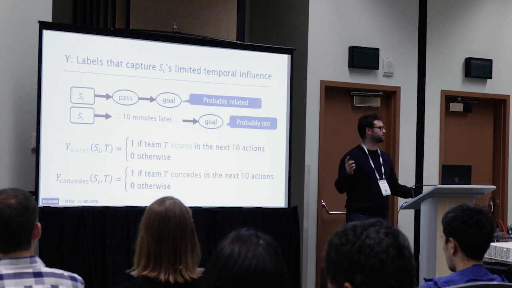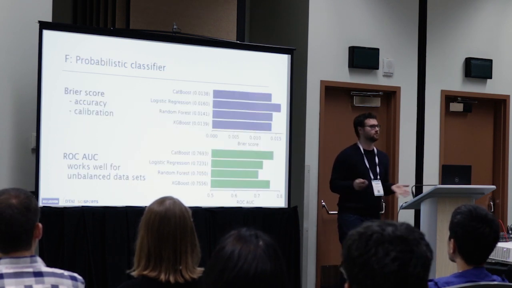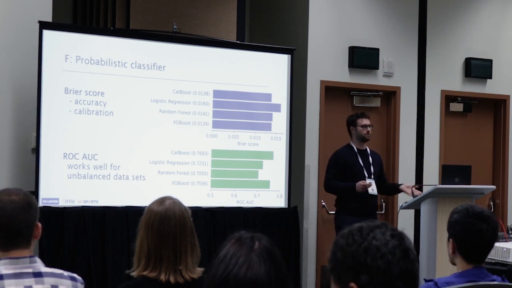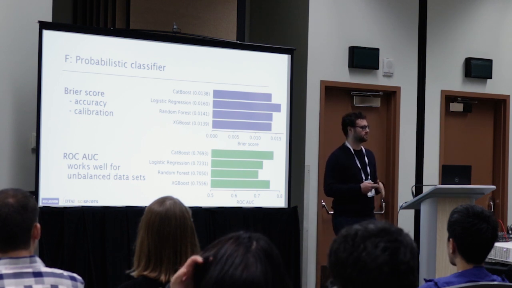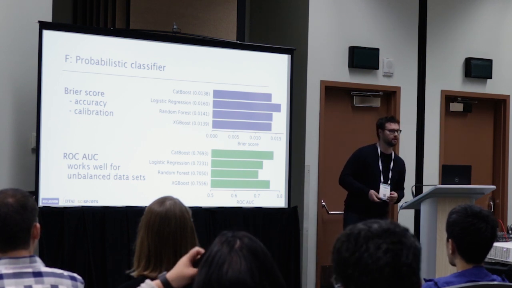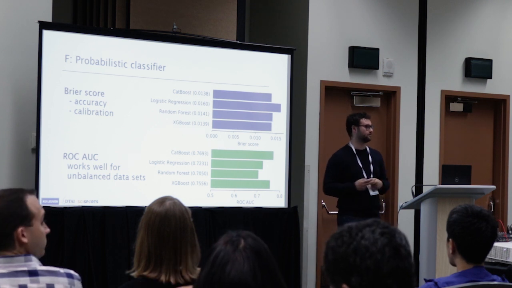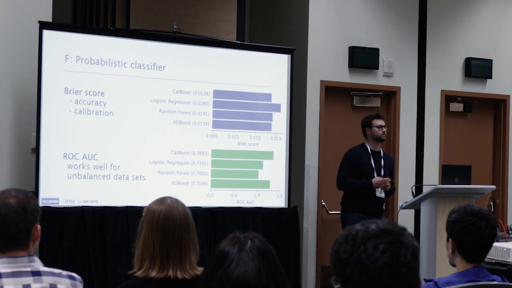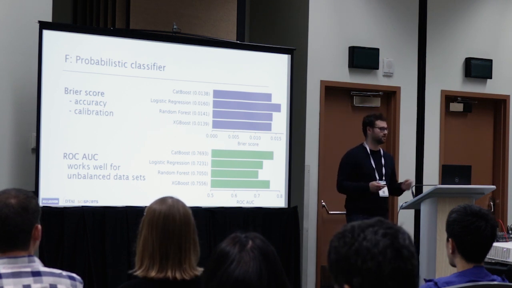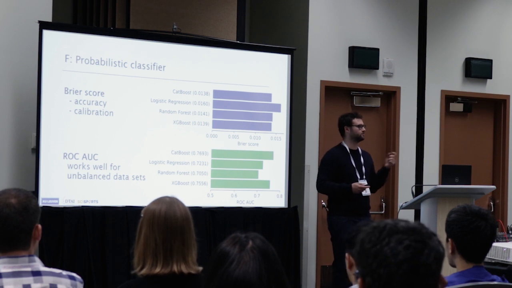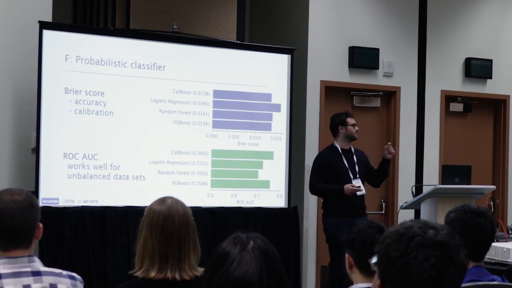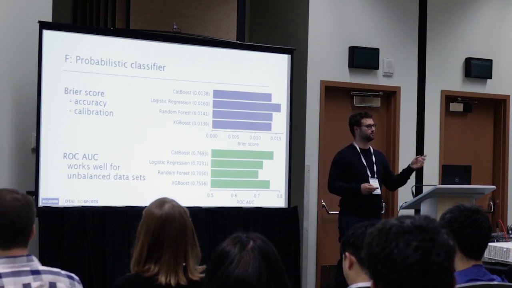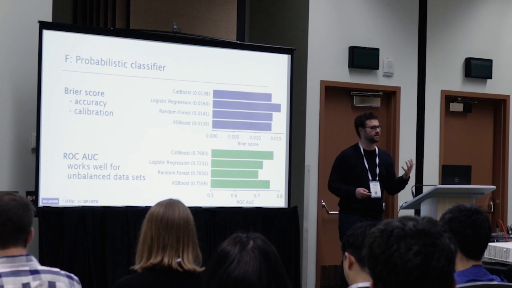So okay, now we have our features, we have our labels. All that's left to do is decide on which classifier to use. We just used a couple of popular classifiers for probabilistic predictions: CatBoost, XGBoost, logistic regression, and random forest. And we evaluated them on two different metrics: the Brier score and the area under the ROC curve. The Brier score is really important because it measures the accuracy and calibration of our predictions. And since we're summing and subtracting probabilities, it's important that these probabilities are well calibrated.